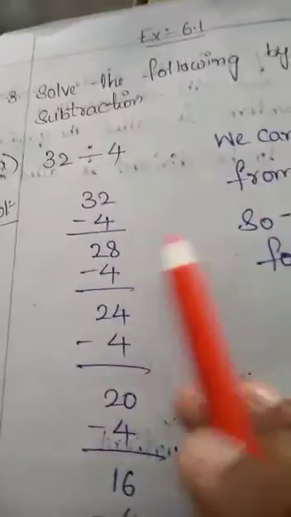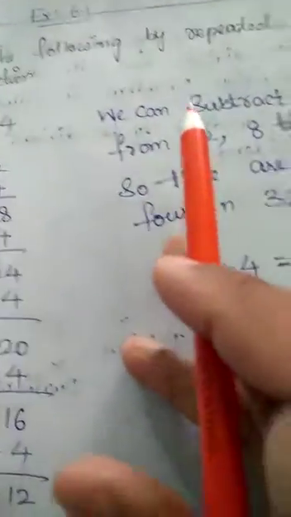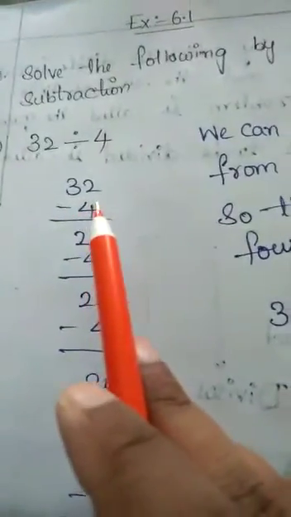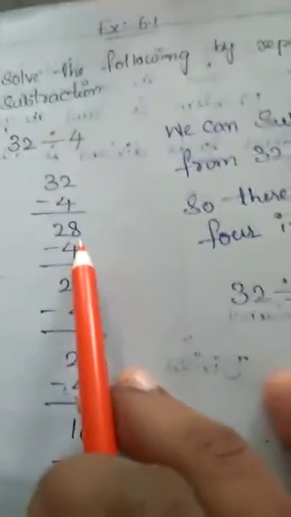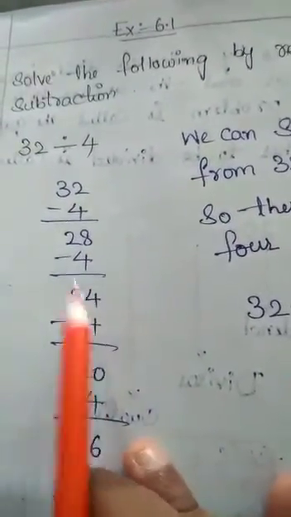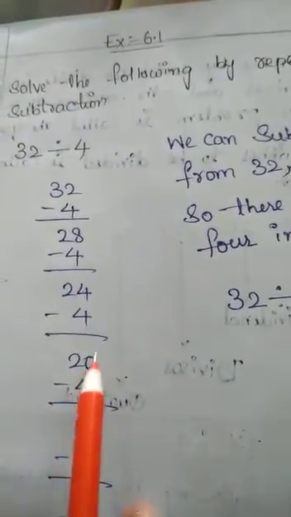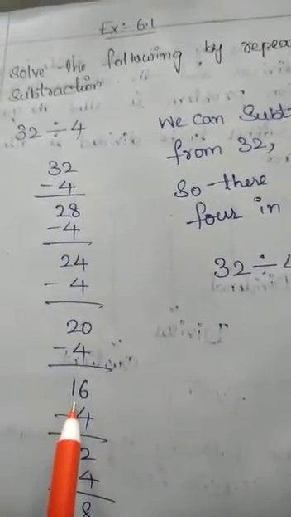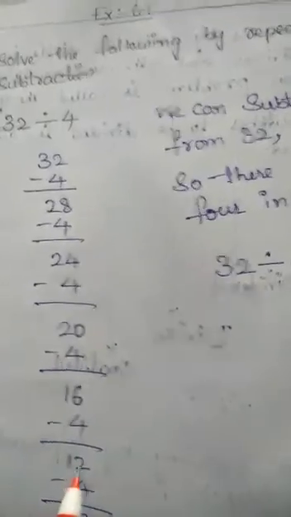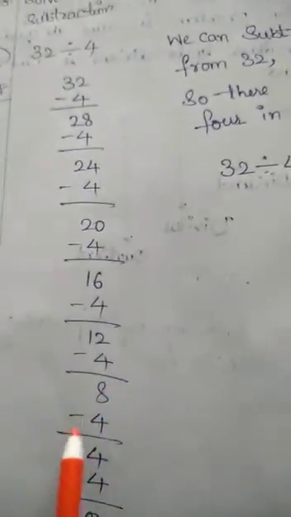Third bit. Solve the following by repeated subtraction in your exercise book. First one, 32 divided by 4. We have to do repeated subtraction. 32 minus 4, 28. 28 minus 4, 24. 24 minus 4, 20. 20 minus 4, 16. 16 minus 4, 12. 12 minus 4, 8. 8 minus 4, 4. 4 minus 4, 0.